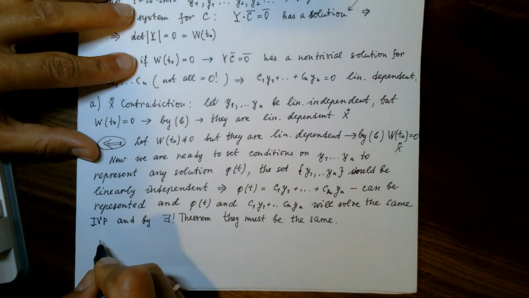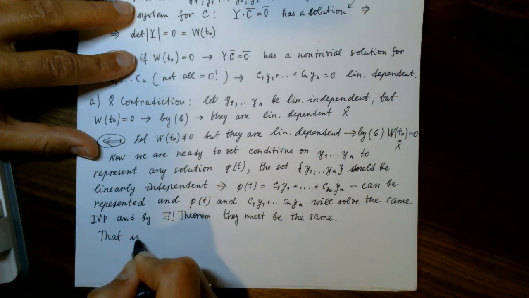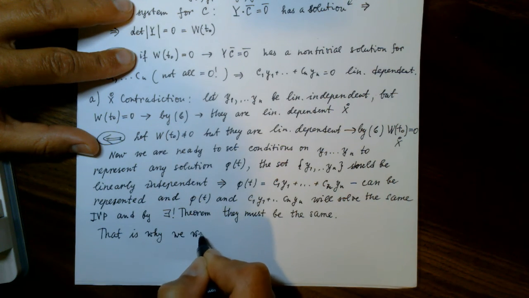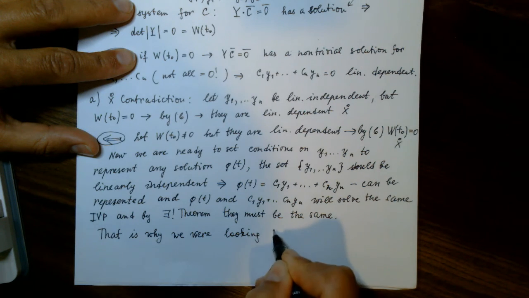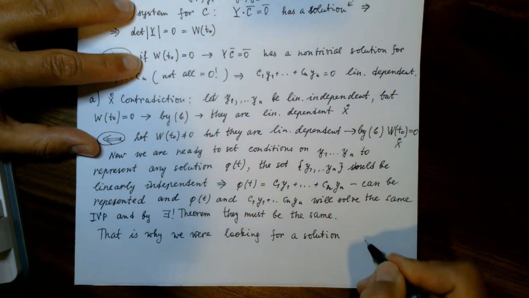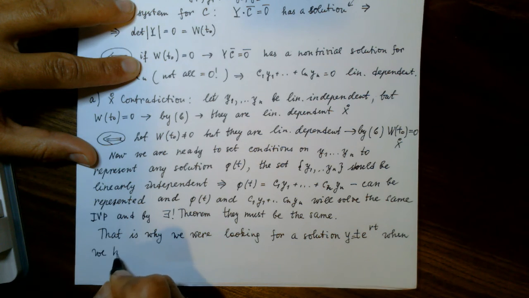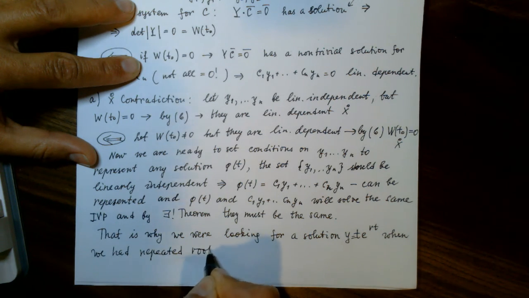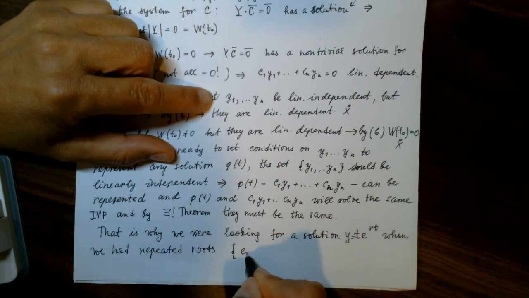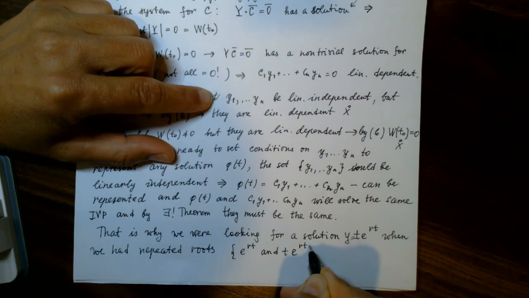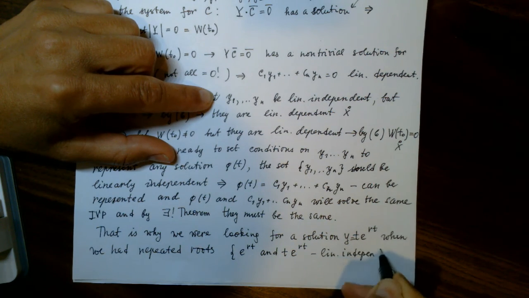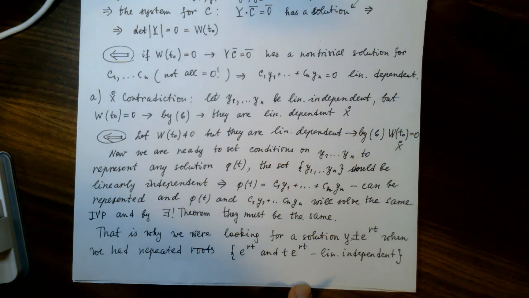And the uniqueness theorem, I introduced it at the beginning of the lecture. I did not name it as the uniqueness theorem. I'm supposed to write it down explicitly, probably. Well, we've seen it already. That is why we were looking for a solution y equals t e to the power of rt when we had repeated roots, right? Remember, for repeated roots, we have just one exponential function, and we search for the second one by multiplying by t. Basically, guys, we are looking for a linearly independent solution. And the exponential function multiplied by t is going to be linearly independent.